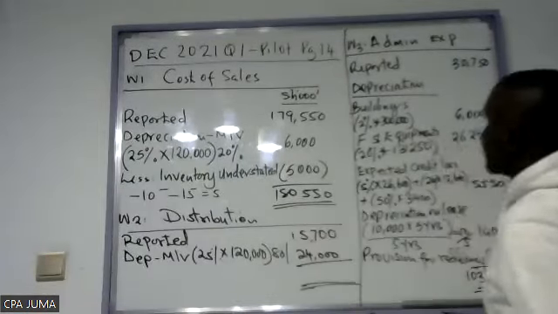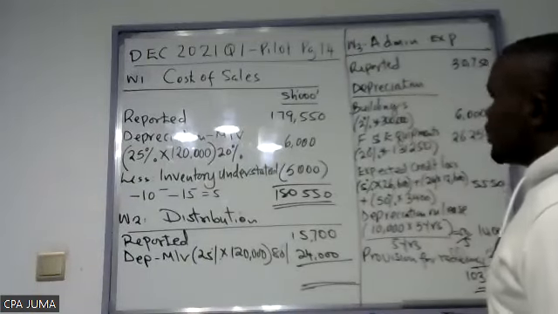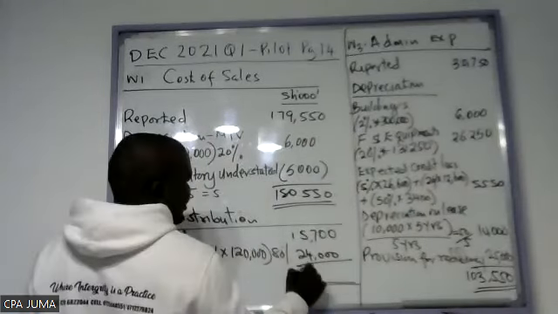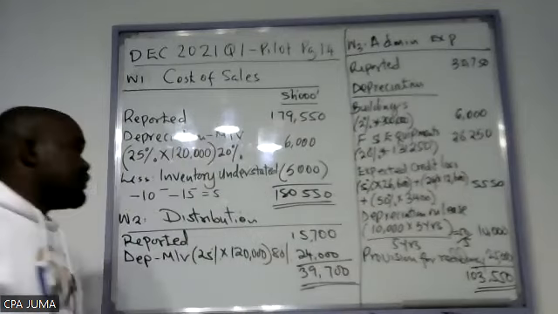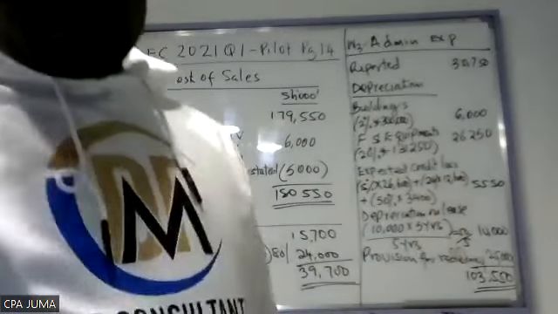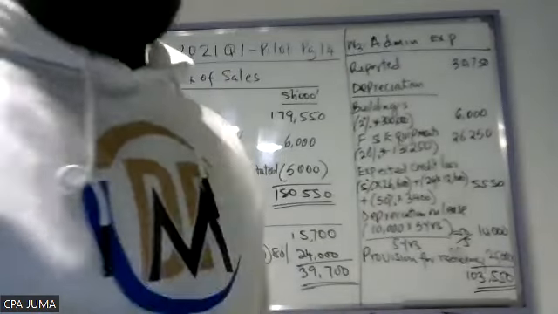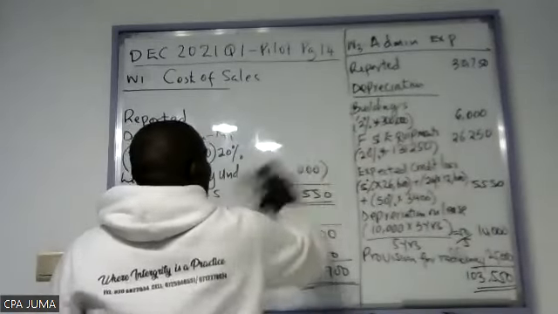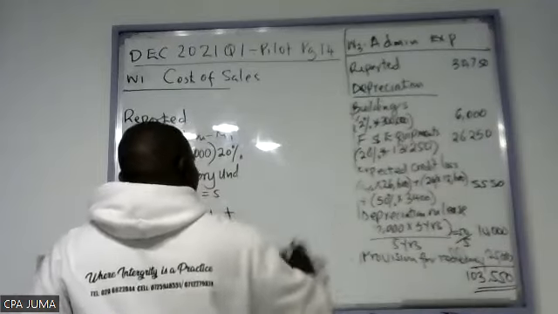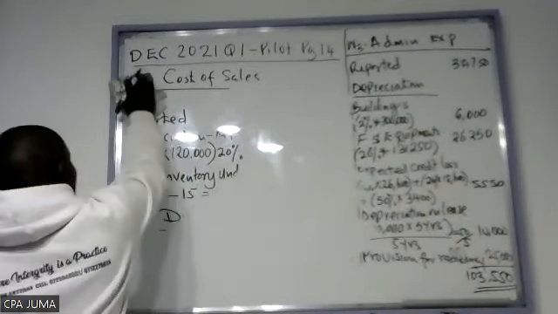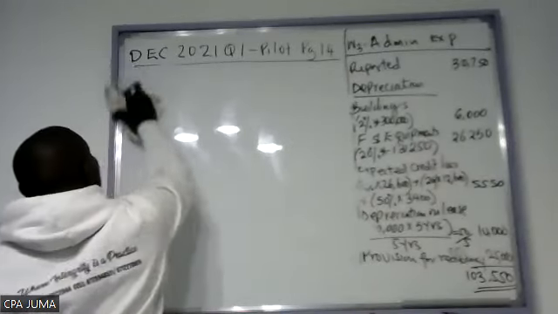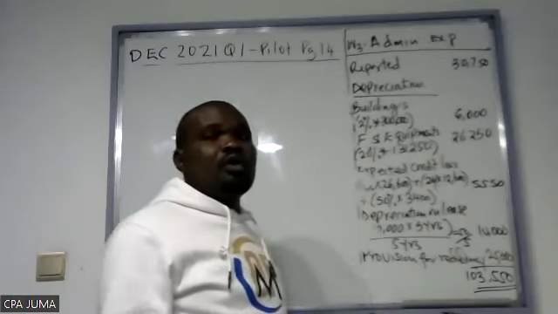So cost of sales, distribution, admin. Distribution, how much was this one going to be? 39,700. That was our distribution. Good. Let's go to, which one now? We need to go to finance cost.